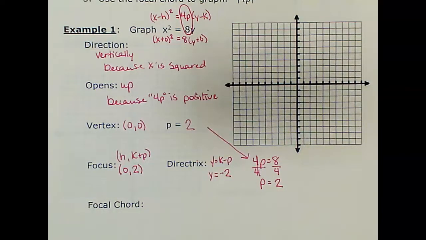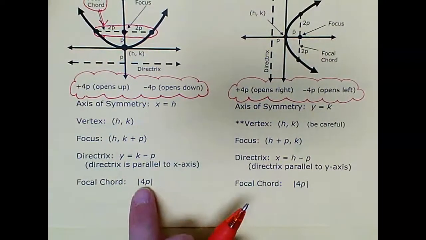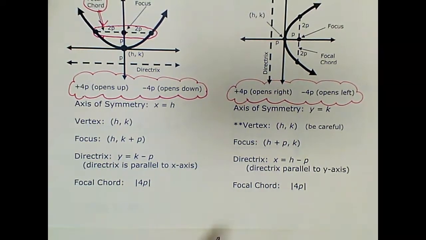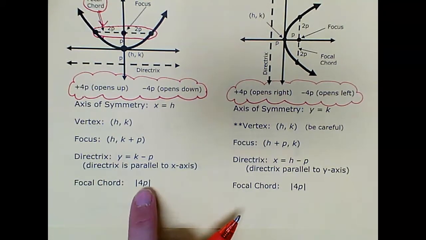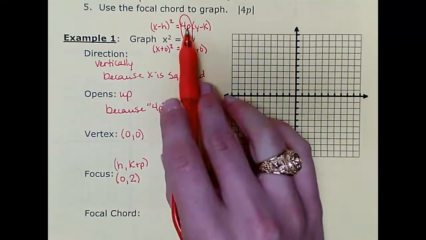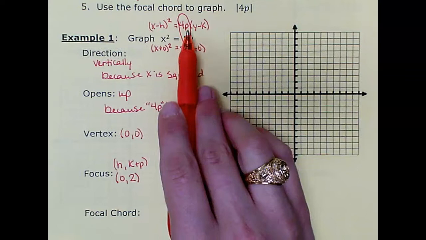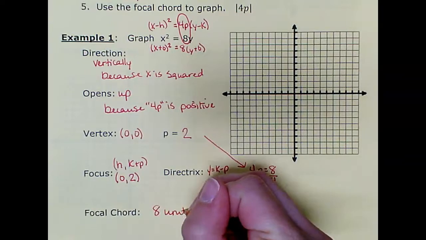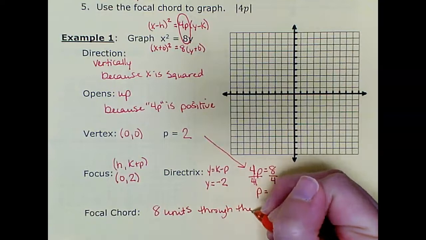And finally, the focal chord. The focal chord is the absolute value of 4p. Absolute value because we can't have a distance that's negative. That doesn't make sense. So the focal chord will always have a positive value because it's a distance. So 4p is my focal chord. Well, I go look at 4p. The absolute value of 4p here is the absolute value of 8. 8 is in the spot of 4p. So my focal chord is 8 units through the focus.